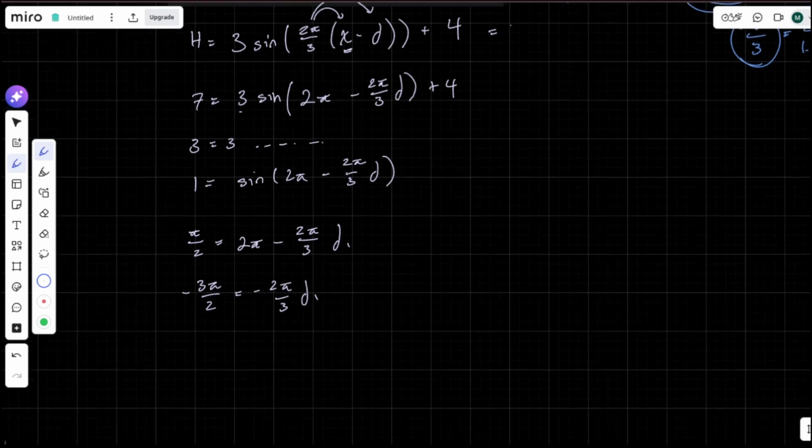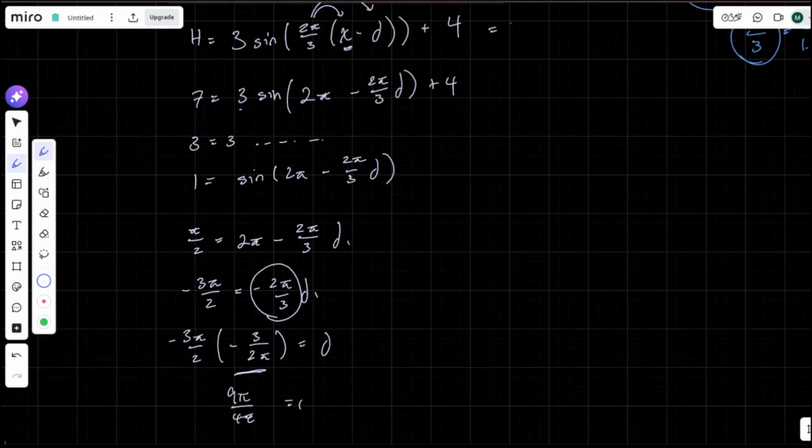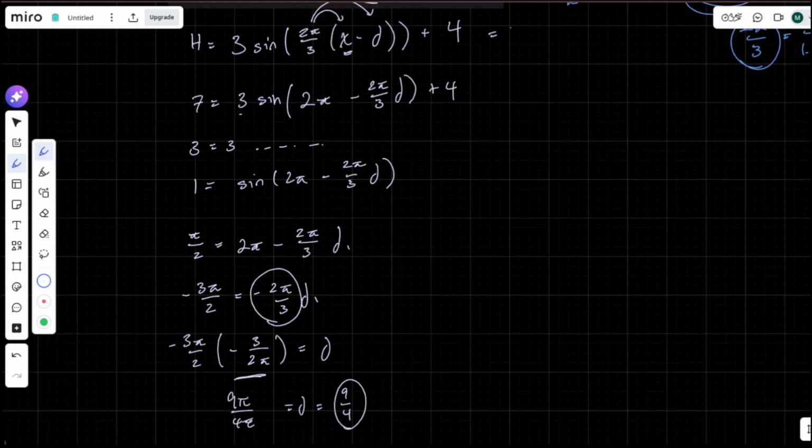Yes, that matches up. And then if you multiply it out, we're going to have basically minus 3 pi over 2 times minus 3 over 2 pi, and that gives us d. So this is just basically dividing by this value. With fractions, we flip it, so that's how I'm organizing this. We end up with 9 pi over 4 pi equals d, or you can cancel it, and this will give you 9 over 4 as our simplified value.